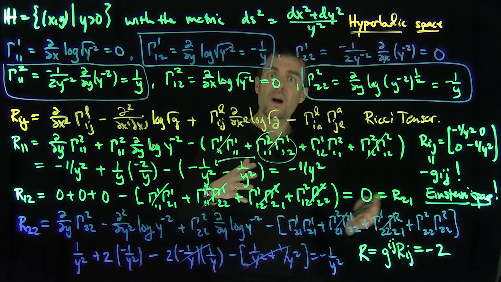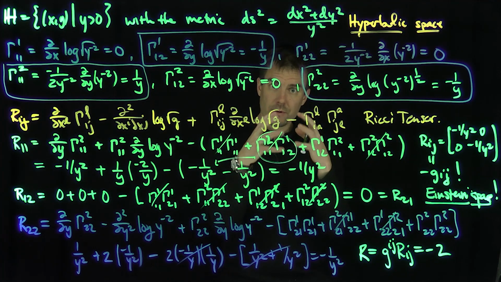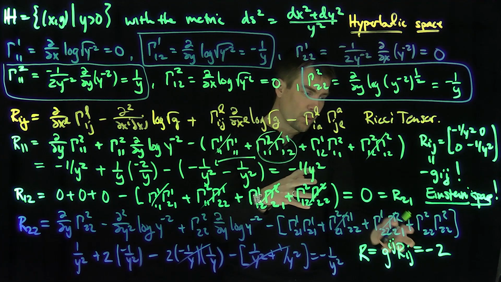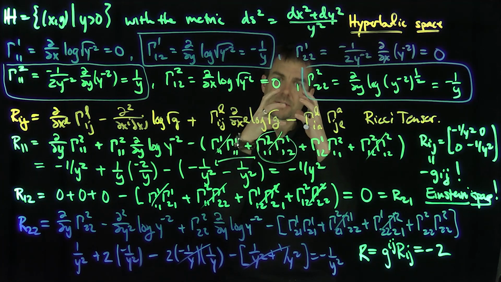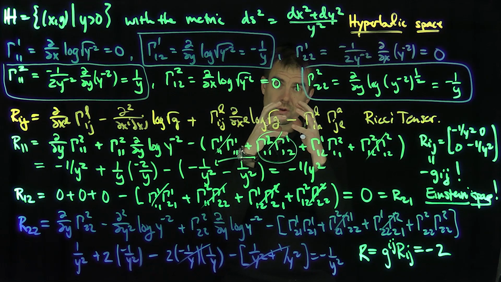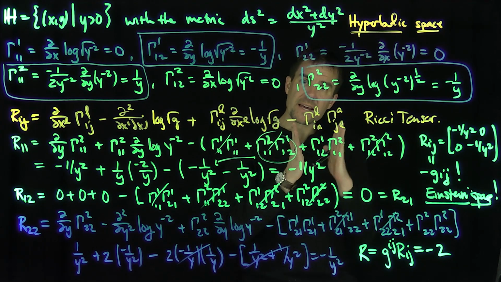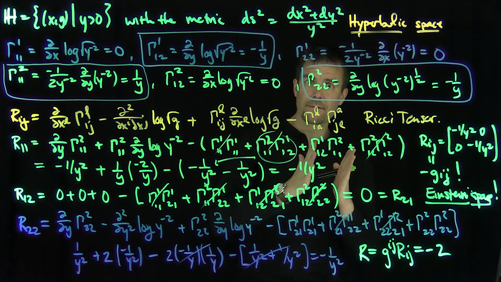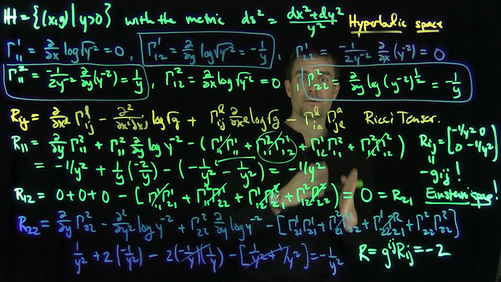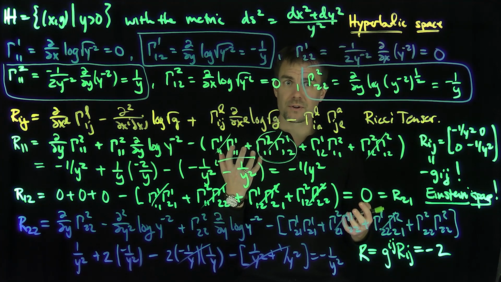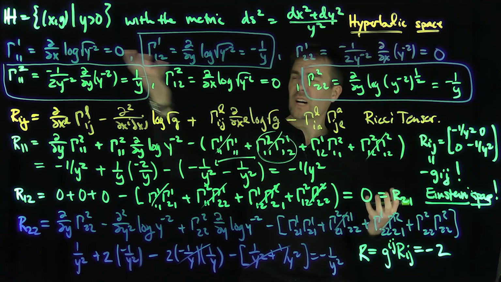We saw in another video that the scalar curvature of the unit sphere was also equal to 2, right? And so we have this example of a positive constant scalar curvature manifold being the unit sphere. And now we have the upper half space with this hyperbolic metric being a constant scalar curvature manifold with constant scalar curvature negative 2. So I have a positive scalar curvature for the sphere and a negative scalar curvature for this hyperbolic space.